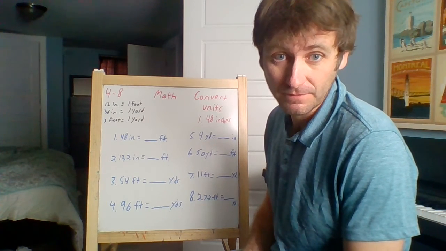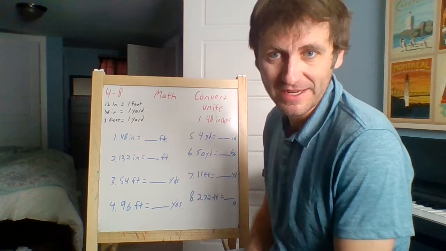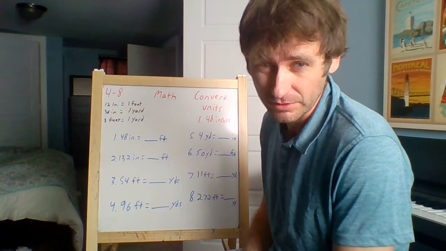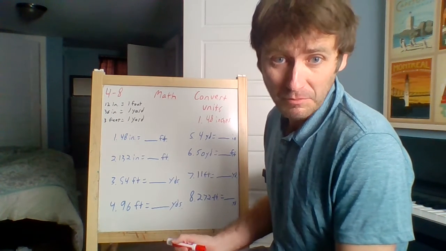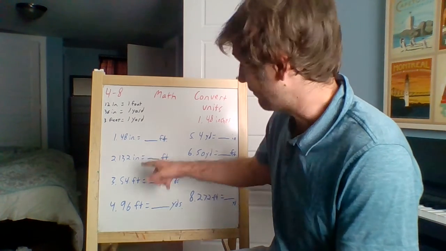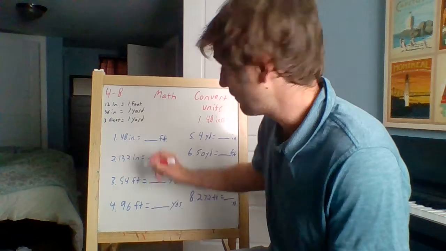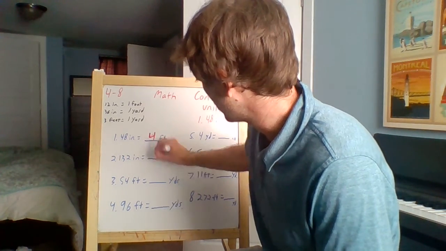Sound good? All right. 48 inches. How many feet is that? I think you got to be that tall to ride the roller coasters, yes? So how can we figure it out? Well, 48 divided by how many inches in a foot? 12. 48 divided by 12 is 4 feet.